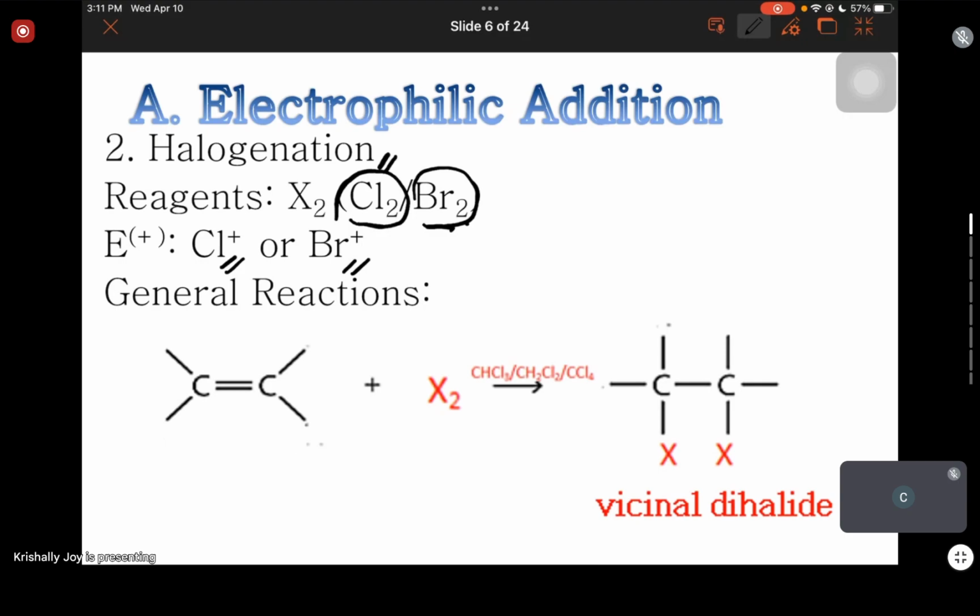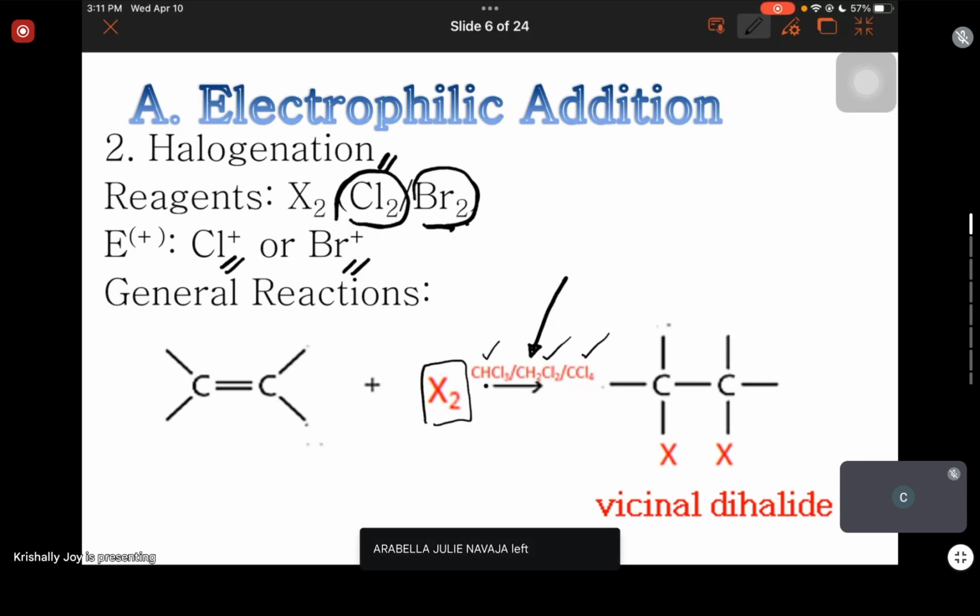Class, there are two ways paano yung halogenation ng alkenes happen. Depende kung ang halogenation happens using an inert solvent na chloroform, dichloromethane, or a carbon tetrachloride. If you saw this sa chemical reaction na halogenation, always ang product is vicinal dihalide.